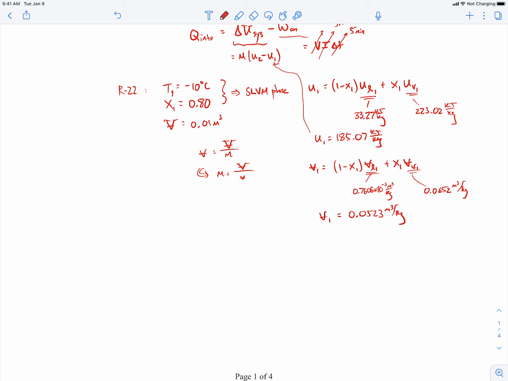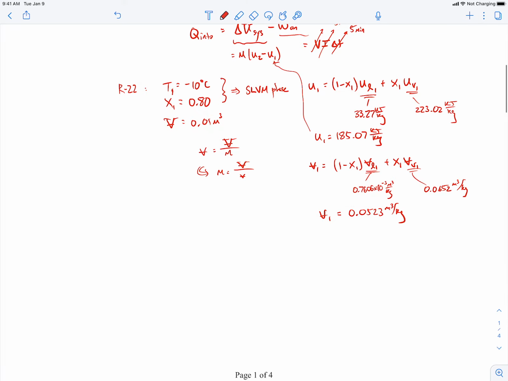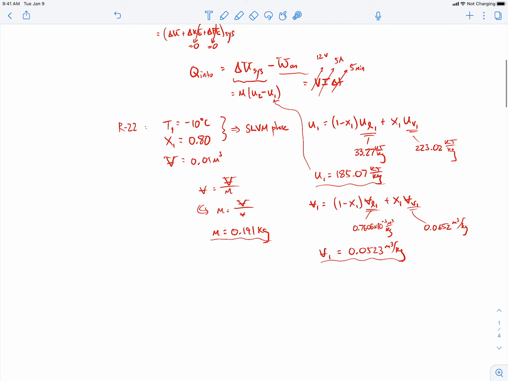And now that I have that, I can go back up to this expression. Since I know the volume and I know the specific volume, I can find the mass. And so you get that the mass will come out to be 0.191 kilograms. Okay, so we're making some good progress here. So now we know the work done on the system. We have the specific internal energy initially. We have the mass. Now we just need to find the final specific internal energy.